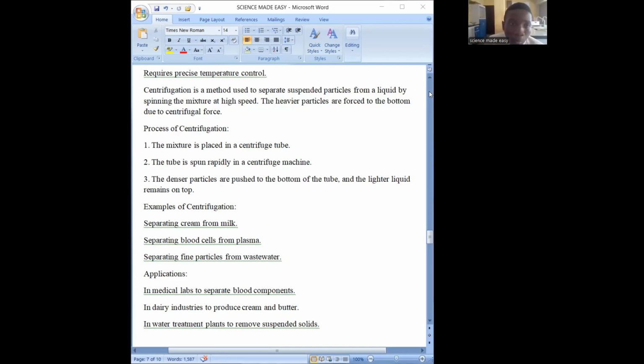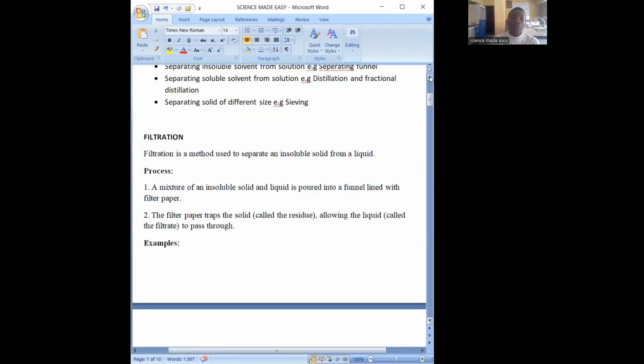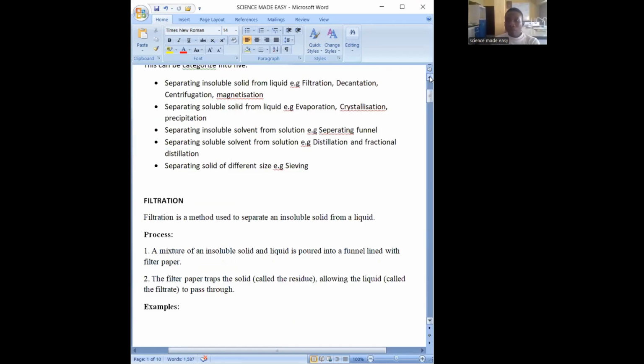Another method is magnetization. Magnetization is usually used to separate magnetic substances from non-magnetic substances. For example, if your metal is inside water, you can use magnetization to remove the metal from the water. Or if your metal is inside sand, you can use a magnet to remove the metals or the iron from the sand. That is magnetization.